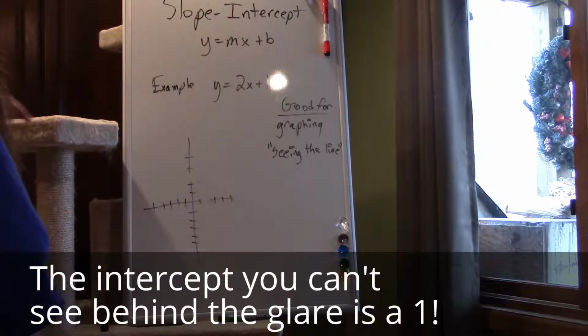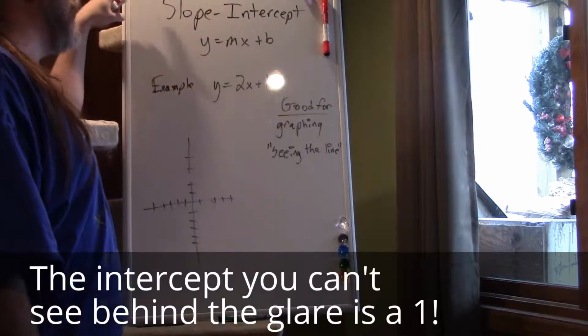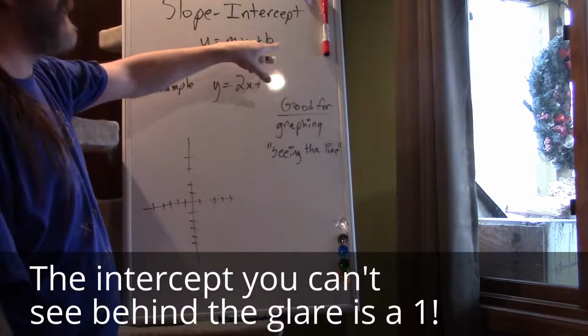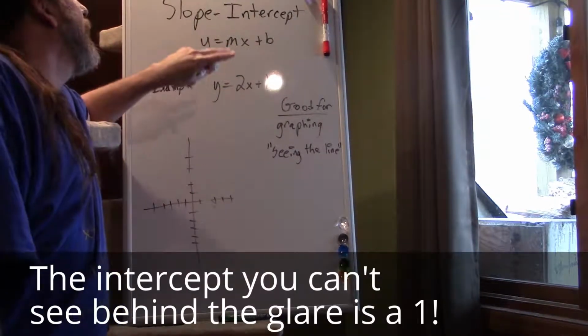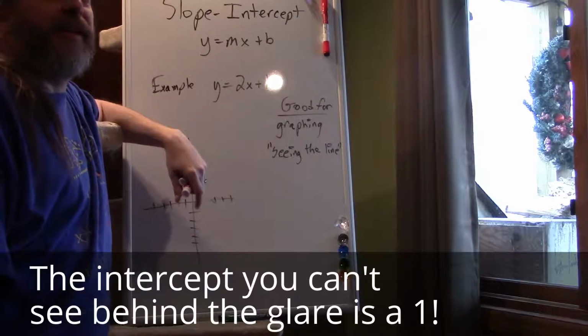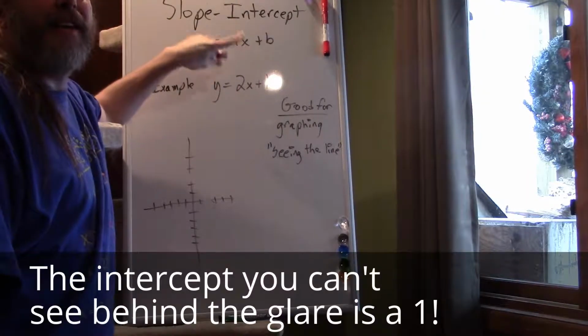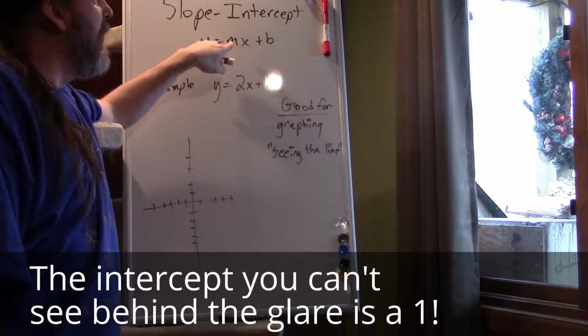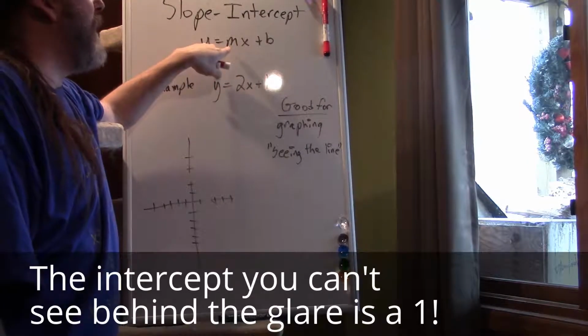Alright, the second form we're going to look at is the slope-intercept form. Normally we see that as y equals mx plus b. Now if you notice, the y's and x's are not on both sides anymore. Actually, the y is by itself, and the x term is here with the m in front of it.